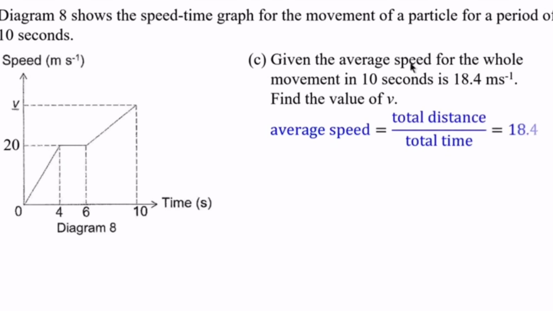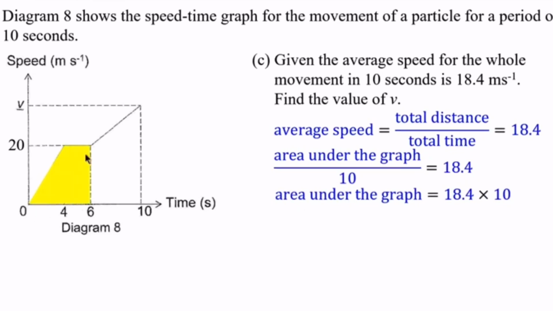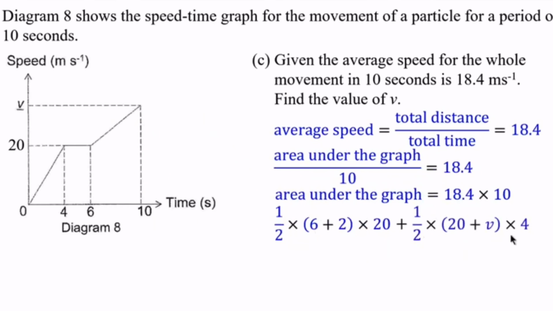And finally, you are given the average speed of the whole movement in 10 seconds is 18.4 meters per second. The average speed is equivalent to total distance over total time taken. Now you are asked to find the value of V. First of all, we need to find the area under the graph, because the area under the graph represents total distance. So we will multiply 18.4 times 10, and then we will find the area for the movement in 10 seconds for the whole journey.